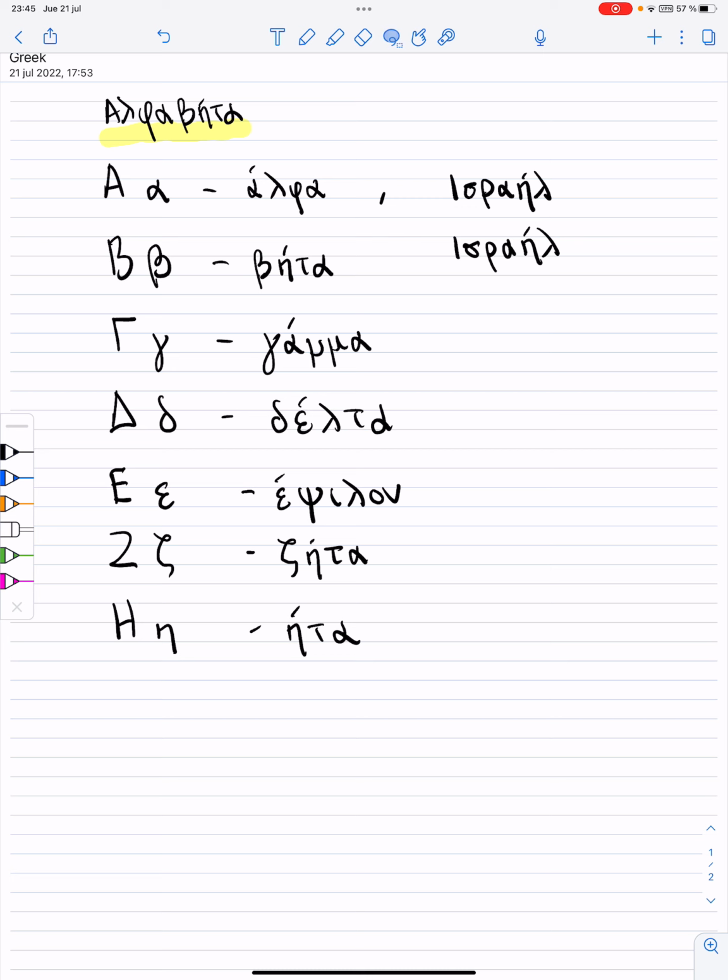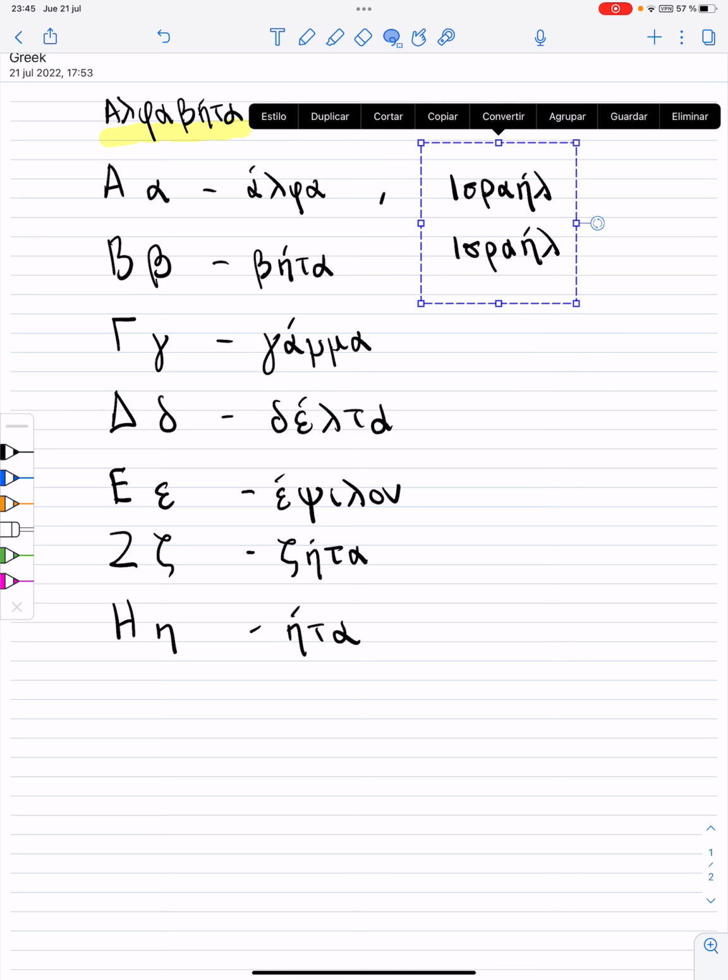Okay, so I think that's enough for our first lesson. Stay tuned for the second lesson to learn some more of the Greek alphabet.